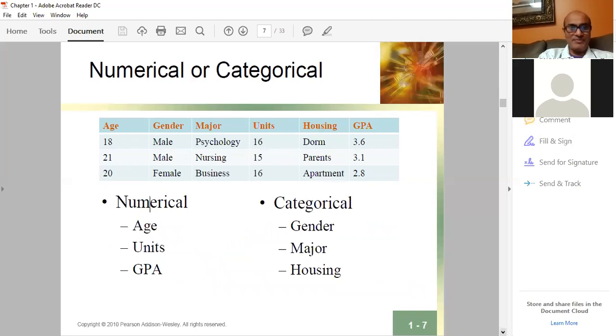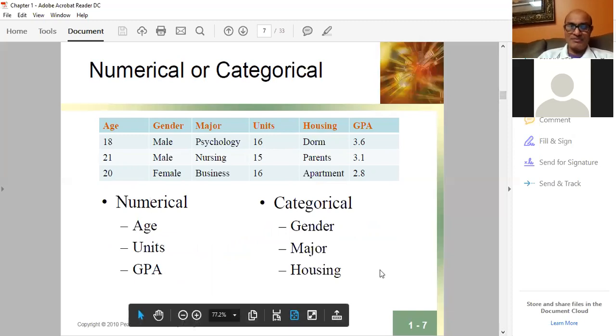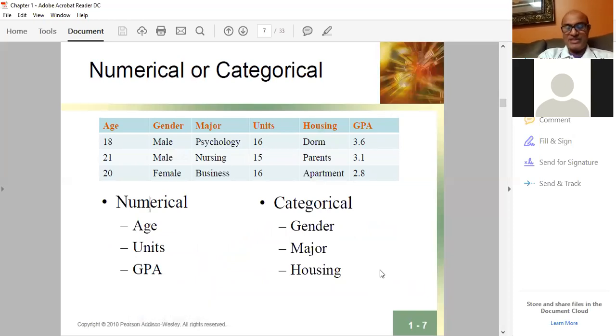Let me give you one example. Look at the chart. Don't look at the bottom part, just look at the chart. It's a slide, so I can't do that thing. But just look at the table. Don't look below the table. In the table, you have age, gender, major, units, housing, and GPA.